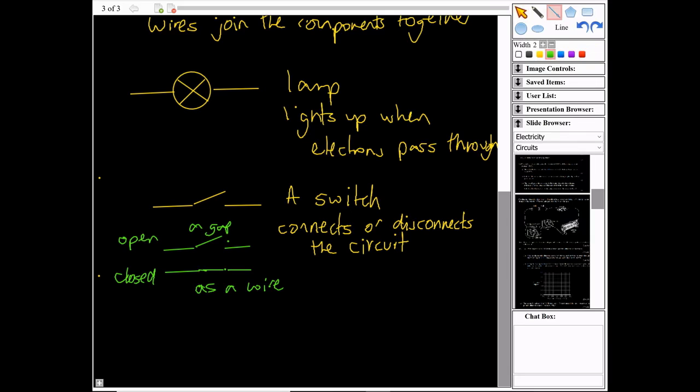And I want to do one more thing, which is that, and that is a resistor. Okay, a resistor makes it more difficult for the current to flow, or makes it more difficult for the electrons to pass.